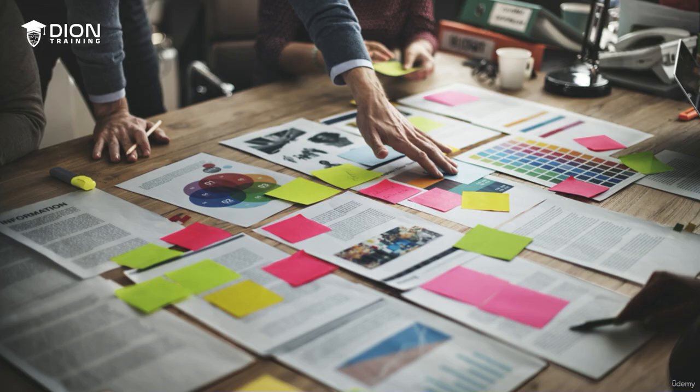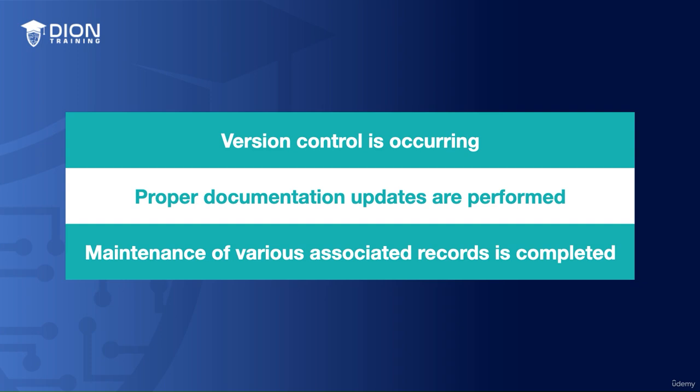So remember, documenting changes is more than just an administrative task. It's a vital component of effective change management. To effectively document our changes, we must ensure that version control is occurring, proper documentation updates are being performed, and the maintenance of various associated records is being completed to ensure clarity and accountability of our change actions. In our modern systems that rely on massive amounts of interconnections through partnerships and the use of APIs, proper documentation is going to allow us to be guided as cybersecurity professionals through the intricate maze of systems, applications, and configurations that we use on a daily basis, so that every change, no matter how minor it is, will be clearly and precisely implemented within our organization's networks.